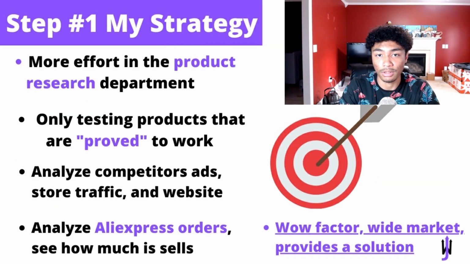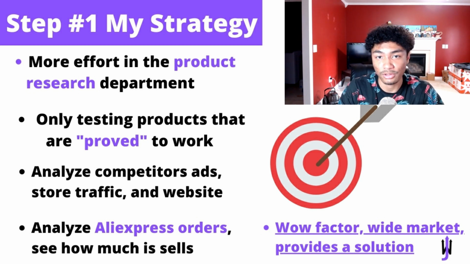So step number 1 in my strategy, and what I do now and what I think is going to continue to work for years down the road, is that you need to put more effort in the product research phase of your business. And you need to understand that quality over quantity is very important. If you're able to really hone down and identify what products out there are going to have the highest potential, you're going to be wasting less time overall.